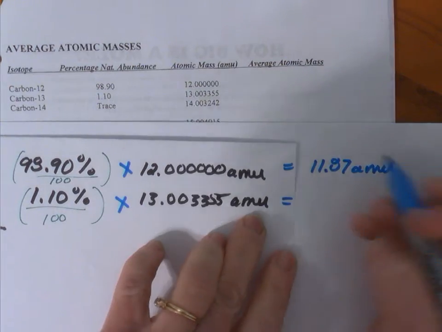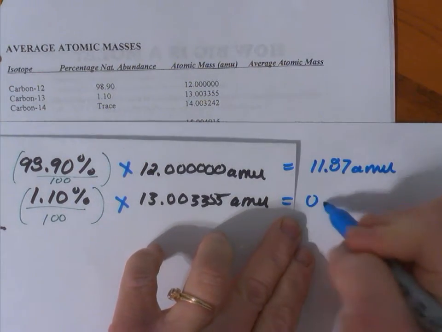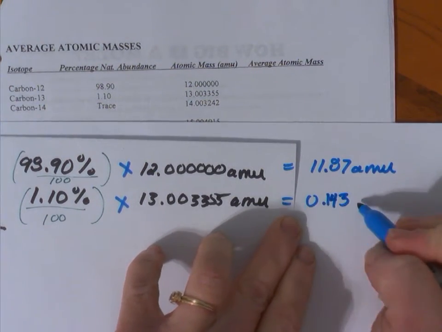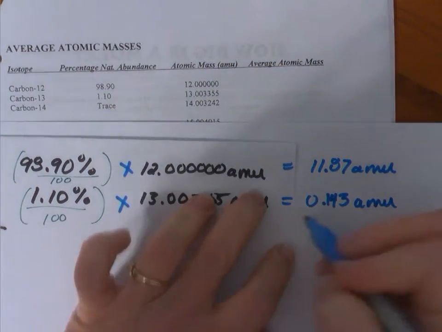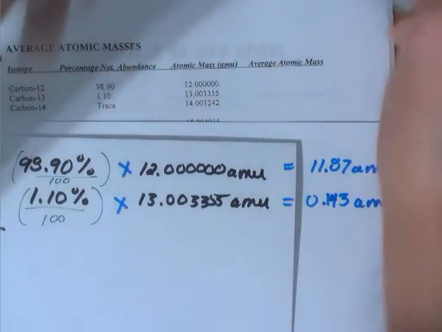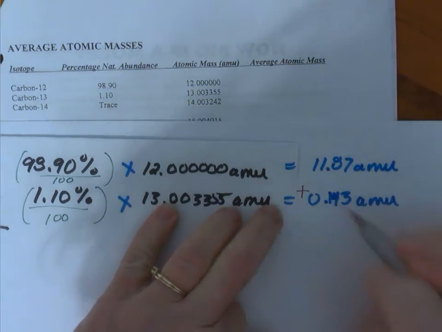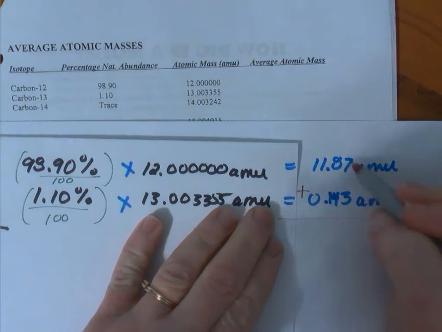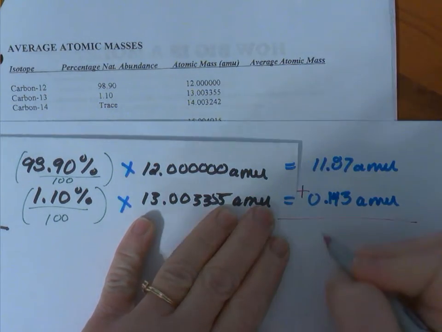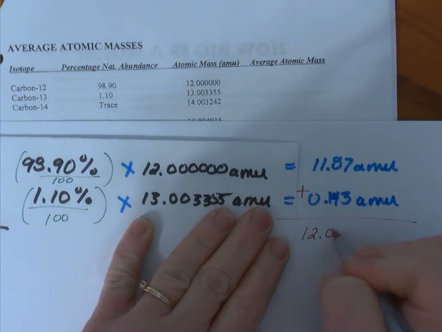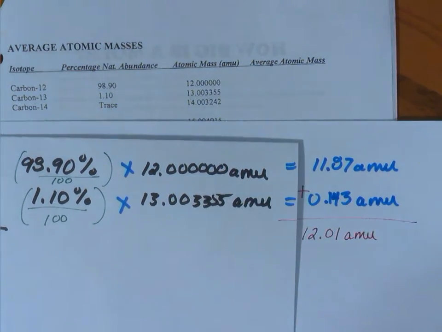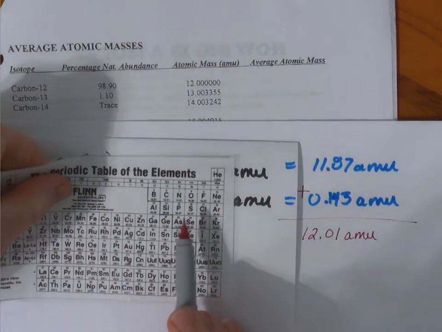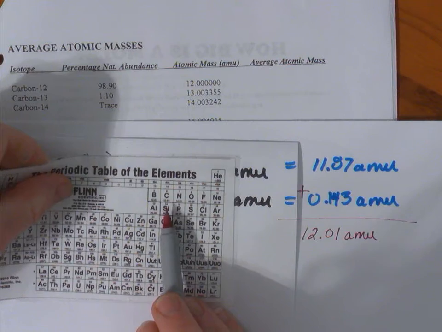And then for carbon-13, we get 0.143 AMUs. All right, then we add these. When we add, and we'll respect number of decimal places, we get 12.01 AMUs. And don't you know, that is the value of the average atomic mass of carbon.